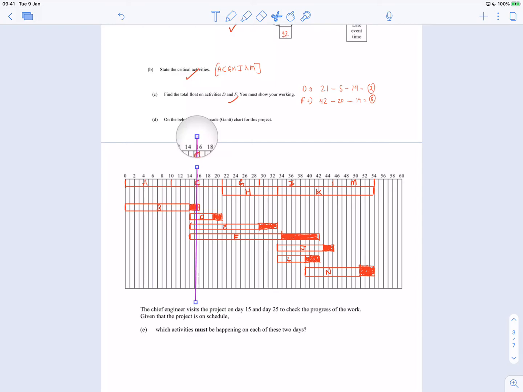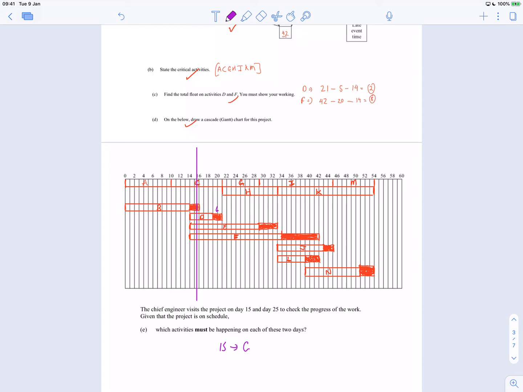So if I was to slide this along, then, now, I think the only thing that has to be happening on day 15 is just C. The reason for that is because you can slide D 2 spaces along, yeah, because of the slack.